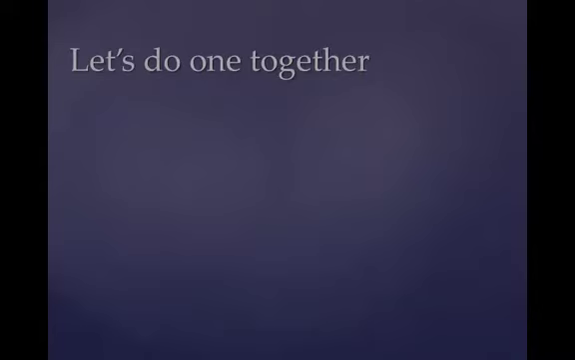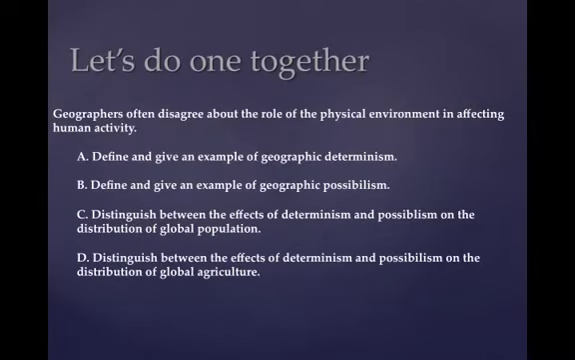Okay, let's do one together. All right, geographers often disagree about the role of the physical environment in affecting human activity. Part A, define and give an example of geographic determinism. Part B, define and give an example of geographical possibilism. Part C, distinguish between the effects of determinism and possibilism on the distribution of global population. And Part D, distinguish between the effects of determinism and possibilism on the distribution of global agriculture.